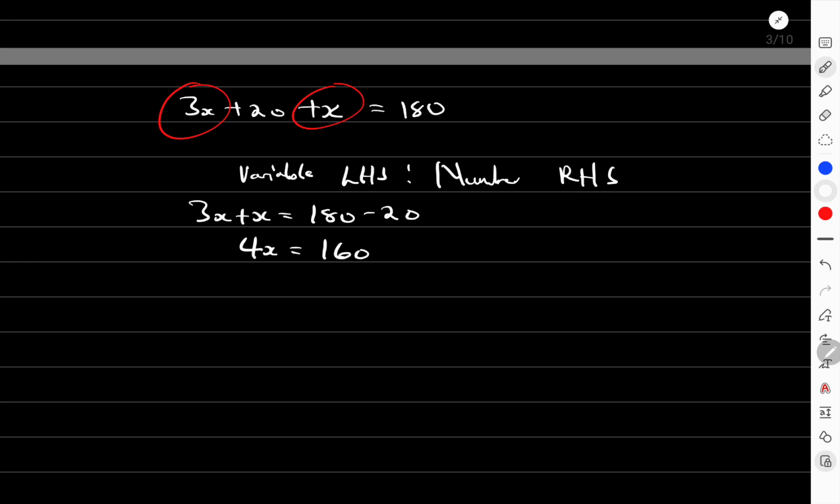Now, 4 and x are multiplying. Therefore, what is the inverse operation of multiplication? It is division. Therefore, I'm going to divide by 4 both sides. Whatever I do on the left, I should also do on the right hand side. I'm going to have x equals, what is 160? 4 and 4, I'll be left with 1x. And what is 160 divided by 4? It is 40 degrees. It means x is equal to 40 degrees.